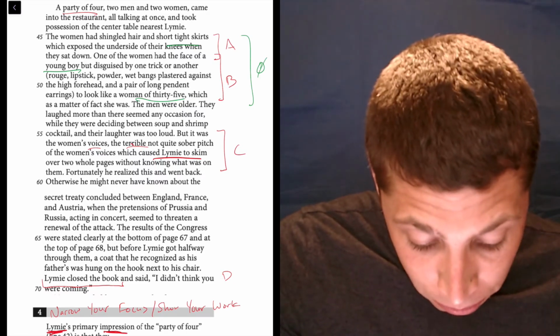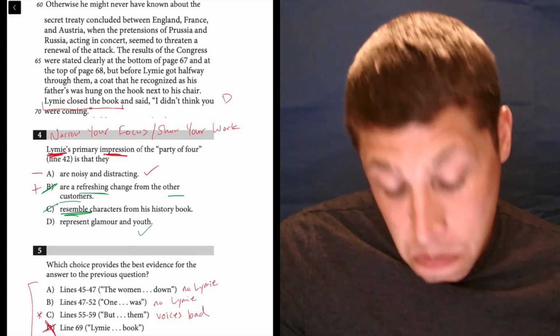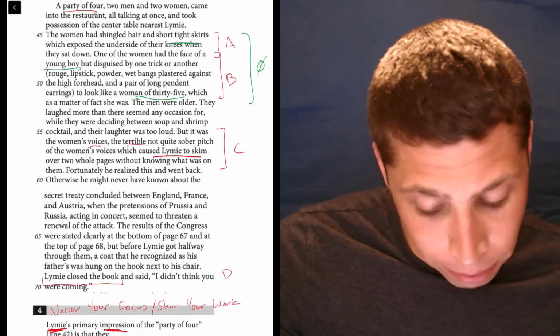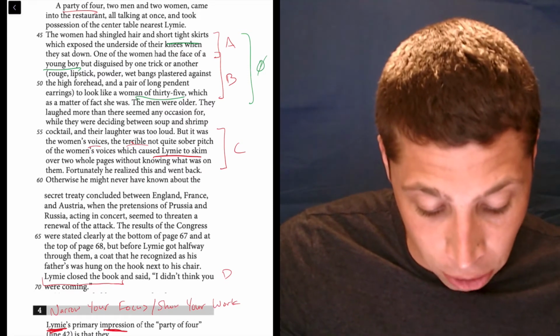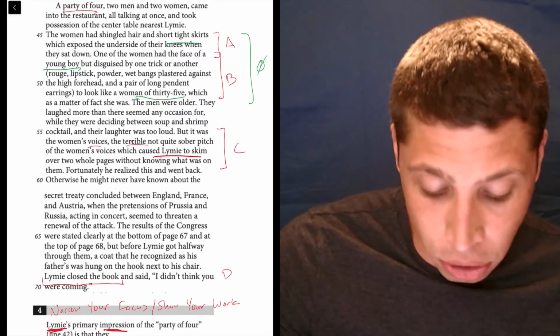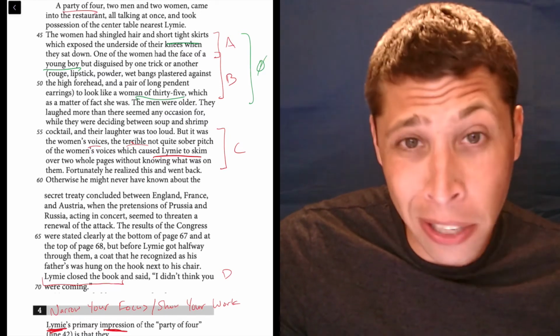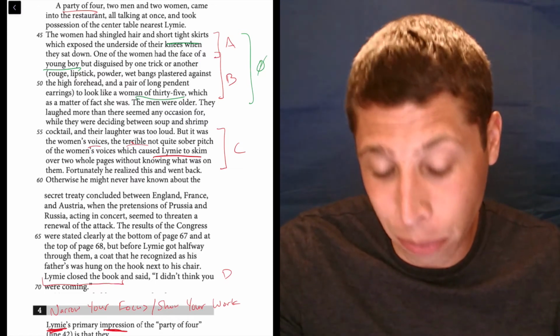I have problems with the youth thing. Maybe you can justify the glamour. I don't know. I don't really see that here, right? Shingled hair. That doesn't necessarily mean glamour to me. Short, tight skirts. Again, tight skirt does not mean glamour necessarily. Their knees being exposed. It's neutral. It's not positive. Glamour is more of a positive word.